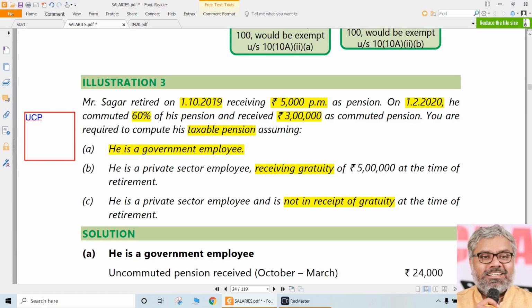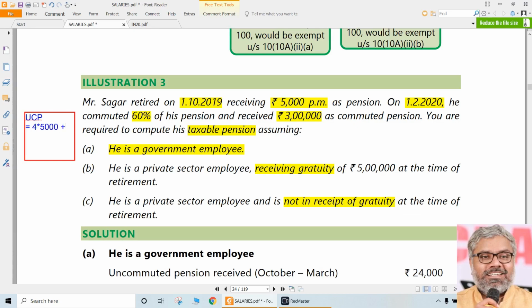How? First of all, we should be careful with the dates and amounts. He retired on 1/10/2019 and normally he receives 5,000 rupees per month as pension. He commuted on 1st February 2020. So October, November, December and January, 4 months he has received, 5,000 rupees per month. So 4 into 5,000, that is 20,000.